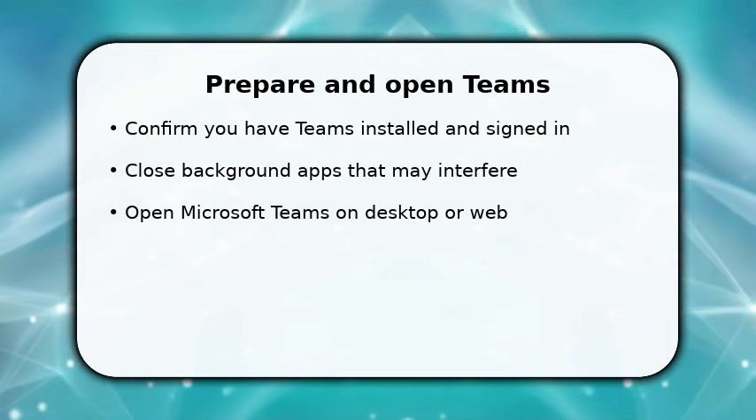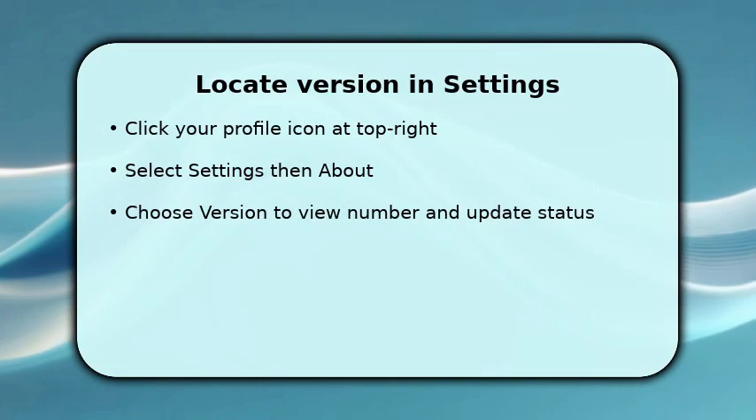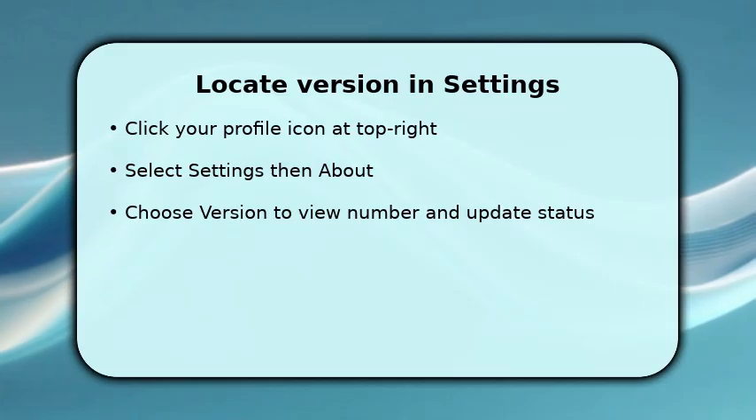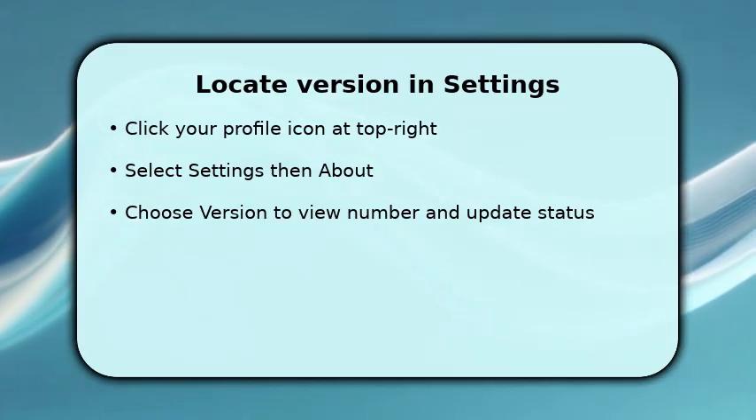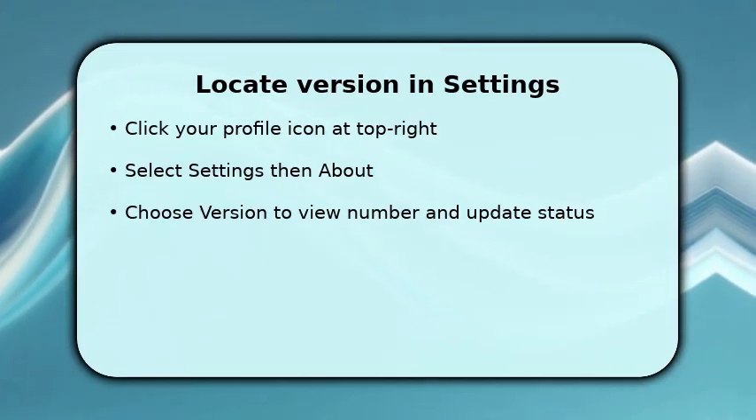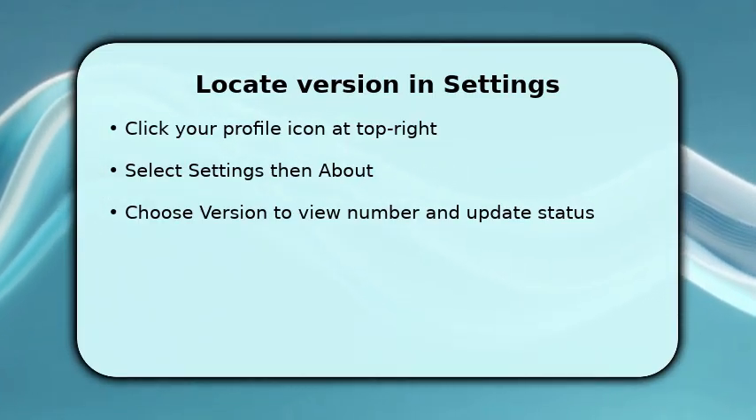You click your profile image at the top right and choose Settings. This is where Teams exposes versioning and update controls. Once in Settings, navigate to About and then Version so you can read the exact build and update channel.